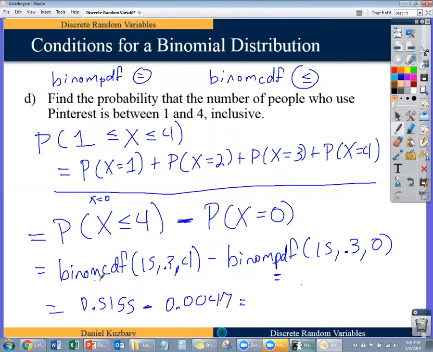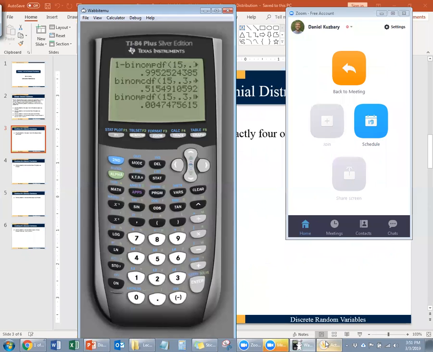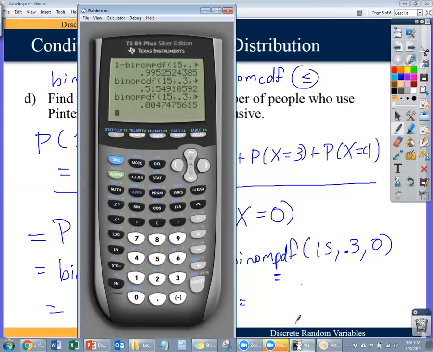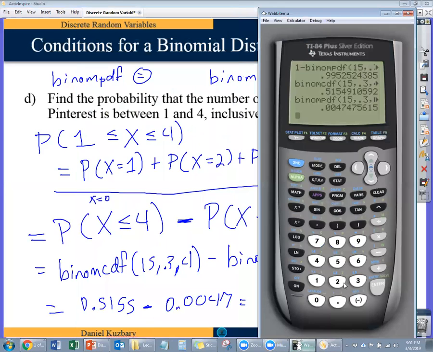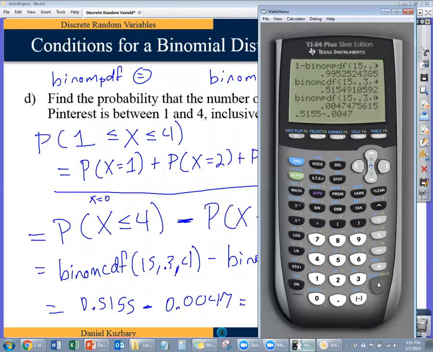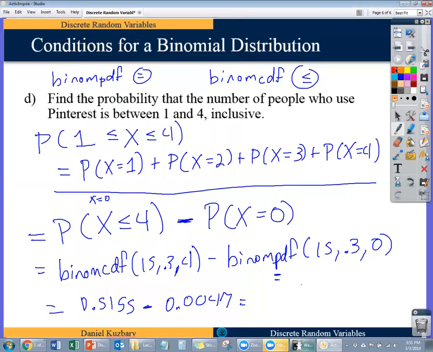Okay, so see what I've done? I found the chance we're less than or equal to 4 minus the chance that we're 0. So that'll give me the chance that we're between 1 and 4, including 1 and 4. So this is 0.5155 minus 0.0047, which is .5108, which is the same number you would get if you did it the long way.